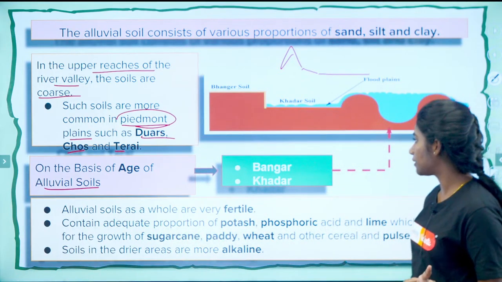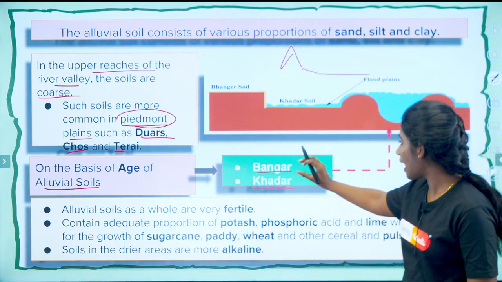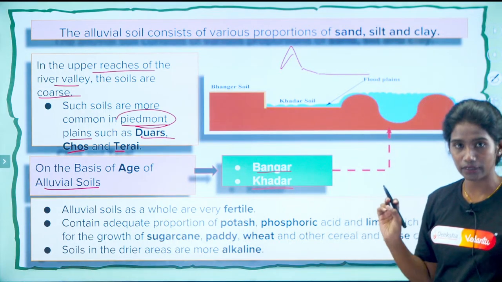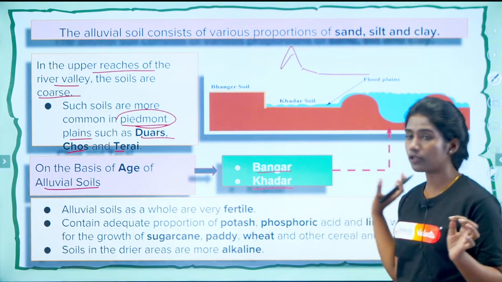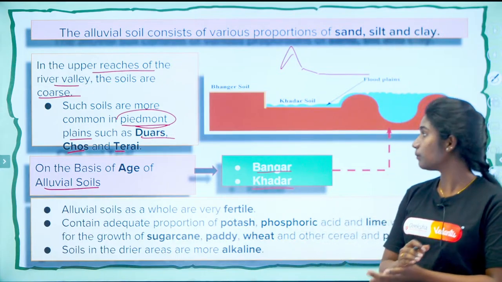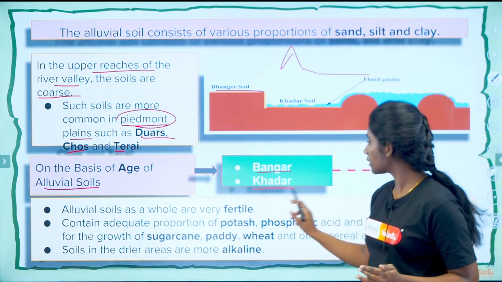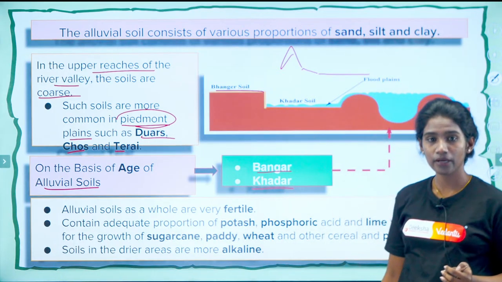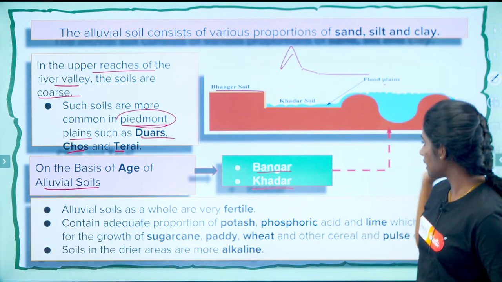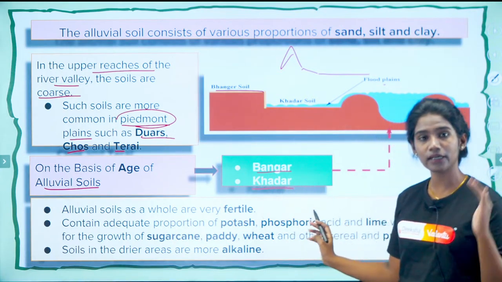It is of two types. One is bangar and the other one is khadar. See here, the bangar alluvial soil is the older one, whereas khadar alluvial soil is the newer one. In case of bangar alluvial soil, it is found above the flood level, whereas in case of khadar, it is found below the flood plains. And this bangar soil is less fertile, whereas khadar soil is more fertile.